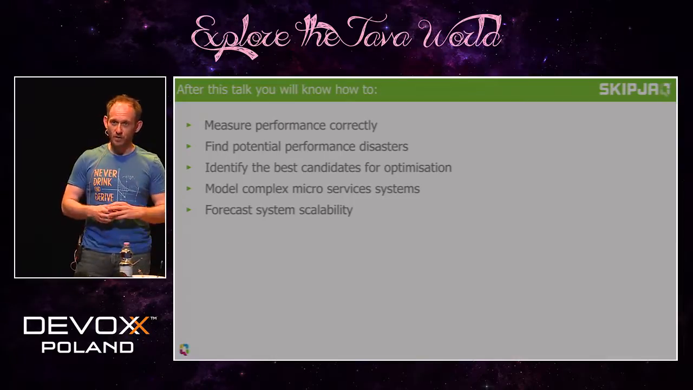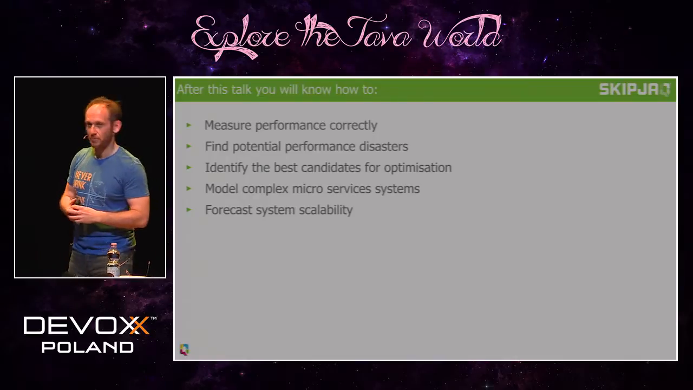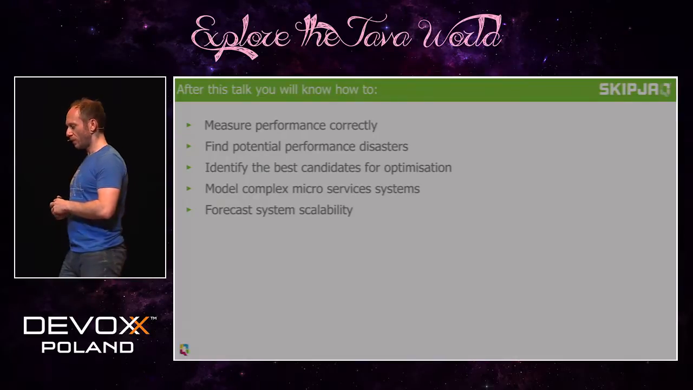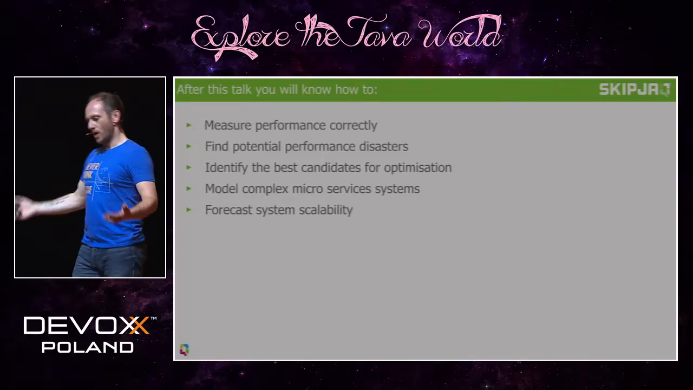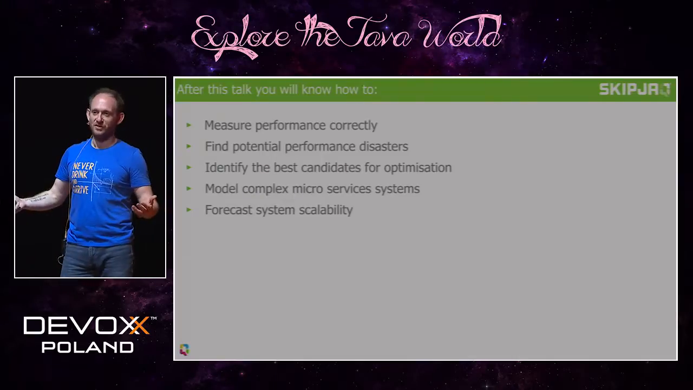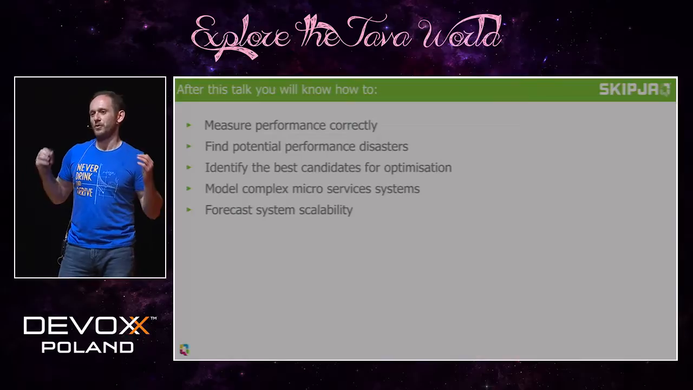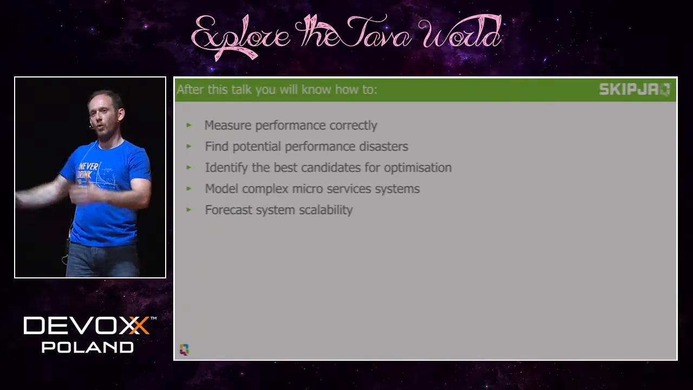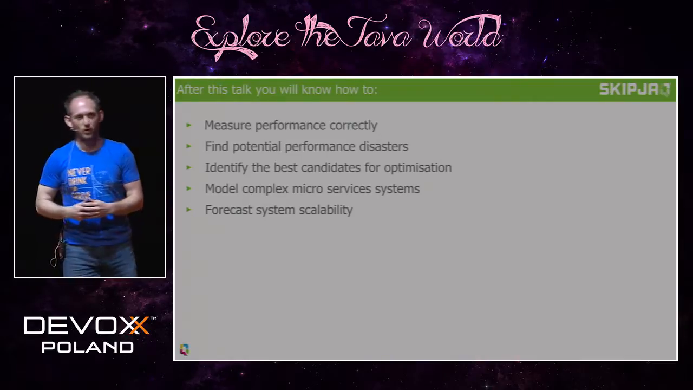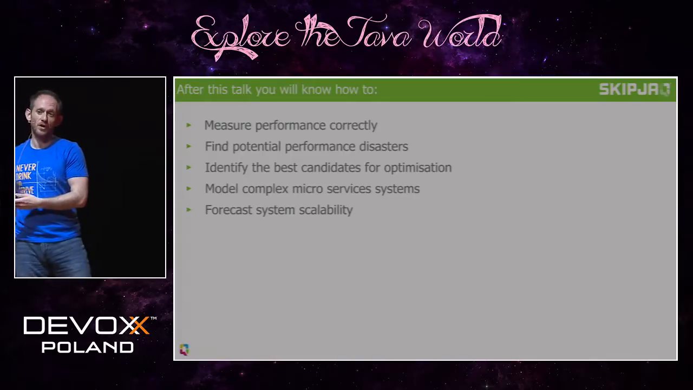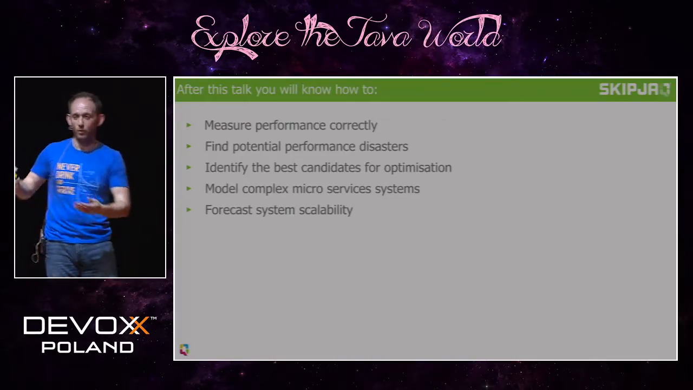And then at the end, I want to talk about forecasting scalability, because this is an important topic for many people. We want to know, right now I'm doing 1,000 users every hour. If I were to do 1,500 users an hour, what would the profile of my performance look like? Would I be able to maintain my current latencies? Would I drop off? What would happen?